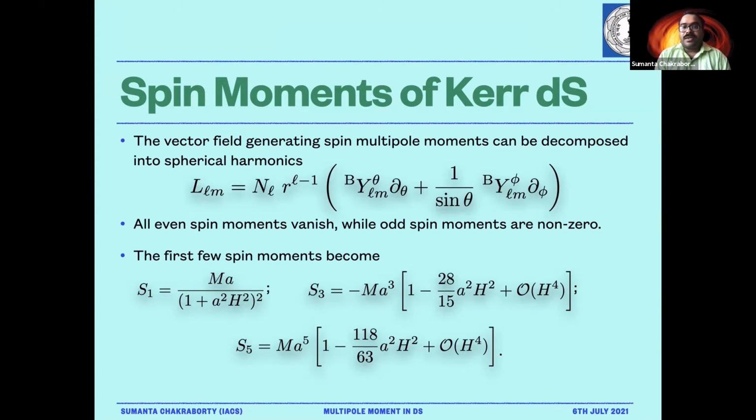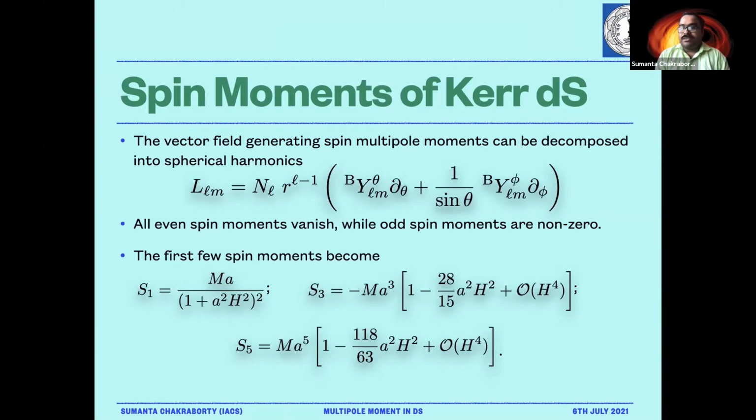It depends on a particular power of r, and it also depends on BY_lm(theta, phi). This BY_lm is effectively the magnetic part, so it stands for the radial vector r cross the gradient of Y_lm, which is a function of theta and phi. It turns out that, unlike the case of Kerr, all even spin moments identically vanish, while all the odd spin moments are non-zero. I have just quoted the first few spin moments for the Kerr-de Sitter black hole. As you can see, when H goes to 0, all of them reduce to their corresponding expressions for the Kerr black hole, which is what we expect. Otherwise, this method would have failed.